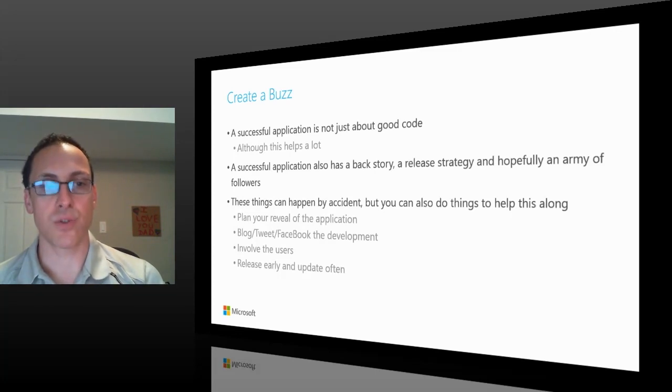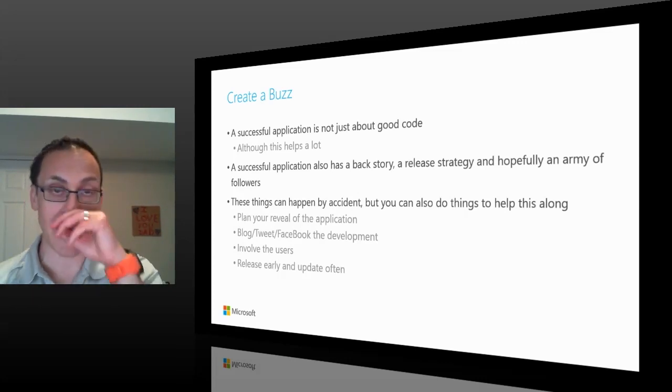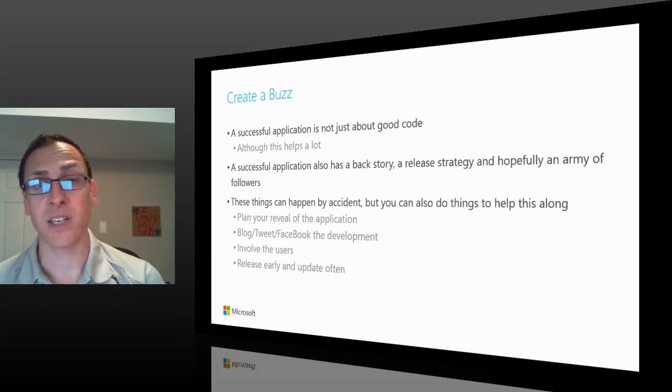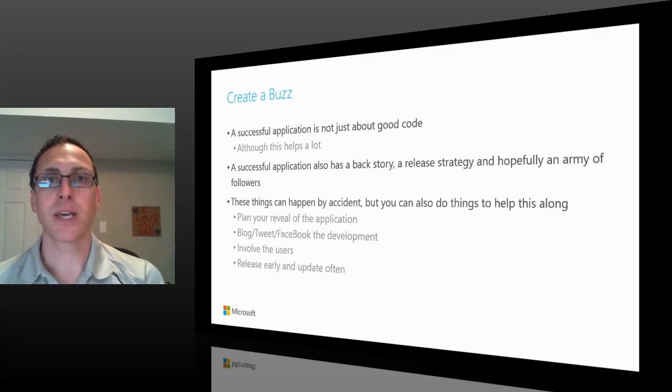People love good stories right about now. We'll talk a bit about stories in the next slide, but you really want to create a backstory. Why are you doing this? What's your release strategy? Gain an army of followers ahead of time as you're building the apps. Plan a reveal, blog it, use social media, involve the users. Again, the trial, the public beta is something that no other platform has, and it's really easy to do. So take advantage of it and get people excited.